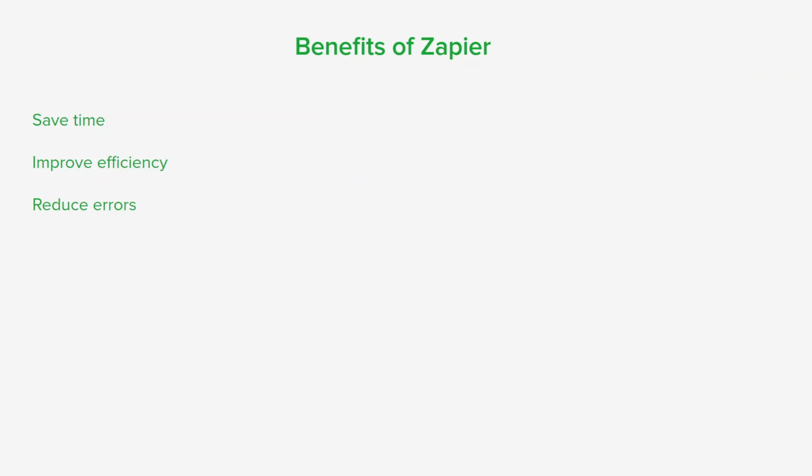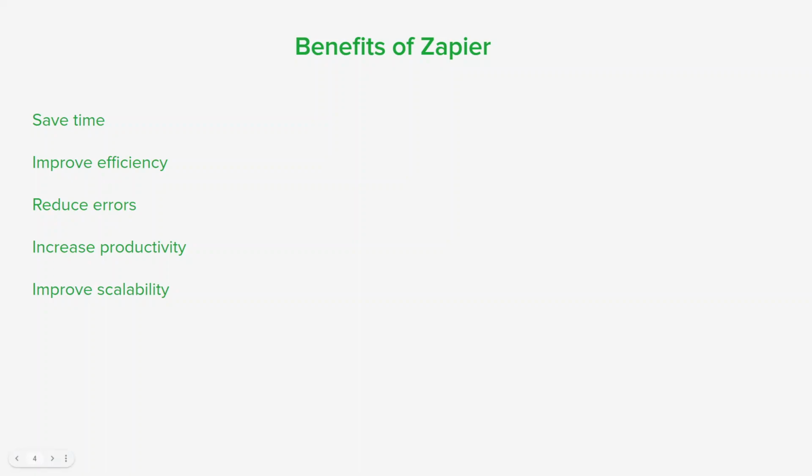Zapier can help reduce the amount of errors by automating tasks that are prone to human error, and this can lead to improved accuracy and customer satisfaction. Zapier can help increase your productivity by allowing you to focus on more important tasks, and this can lead to increased revenue and growth for your business. And Zapier can help you improve the scalability of your business by making it easier to add new apps and services to your workflow. This can help you grow your business without having to worry about your infrastructure.